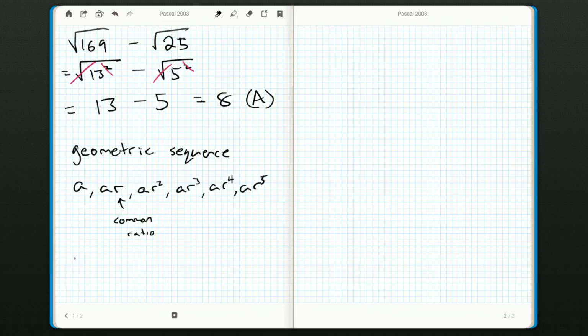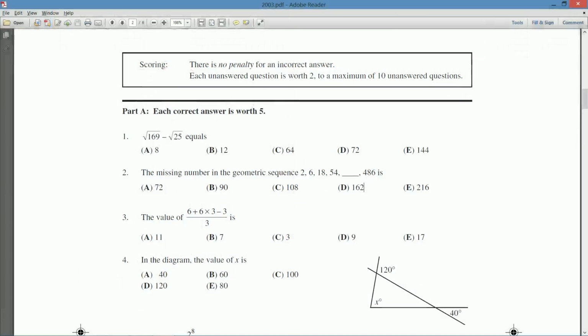So a nice example would be something like 3. And if we multiply by 2 every time, we're going to get 6, 12, 24, 48. All we need to know for a geometric sequence is what is a, the starting term, and what is r, the common ratio. Okay? Now, we're being told that we have a geometric sequence here.